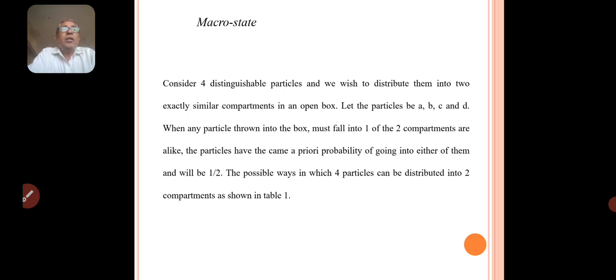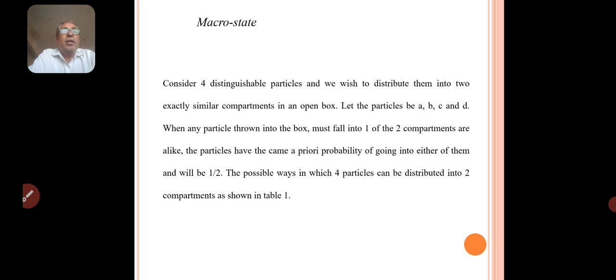Consider four distinguishable particles and we wish to distribute them into two exactly similar compartments. In an open box, let the particles be A, B, C and D. Any particle thrown into the box must fall into one of the two compartments, which are alike. The particles have an a priori probability of going into either of them, and it will be half.